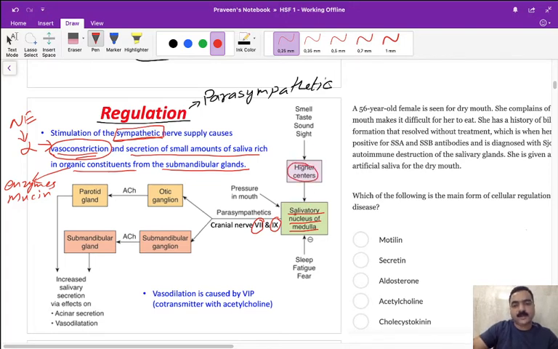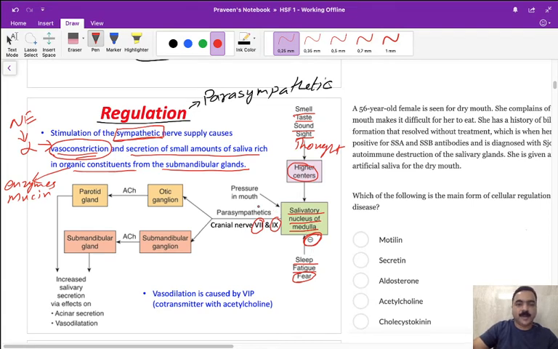So what are the factors that can stimulate the salivary nucleus? For example, the smell of the food, the taste of the food, sound of the food, even the sight and even the thought of the food can cause the higher brain centers to stimulate the salivary nucleus. Whereas the things that can cause inhibition of the salivary nucleus include factors like sleep, when the person is very tired or fatigued, and fear. Fear will induce sympathetic, and this fear can also inhibit the salivary nucleus, so the parasympathetic will be inhibited due to fear.